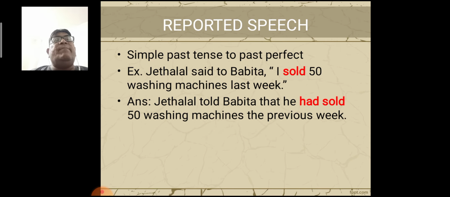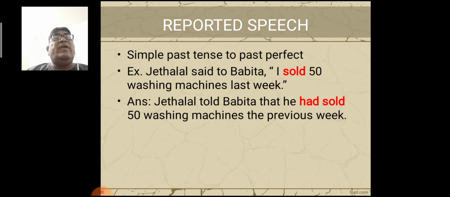Next is simple past tense into past perfect tense. Example, Jethalal said to Babita, "I sold 50 washing machines last week." So in the reporting statement you can see sold is written here as action verb, which is in simple past tense. Now we change into past perfect tense. Jethalal told Babita that he had sold 50 washing machines the previous week.